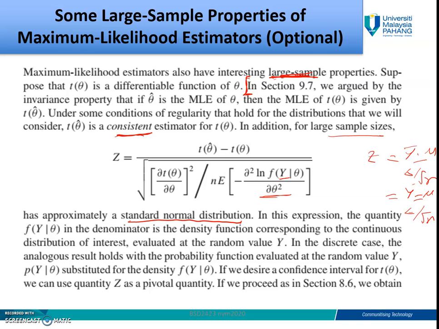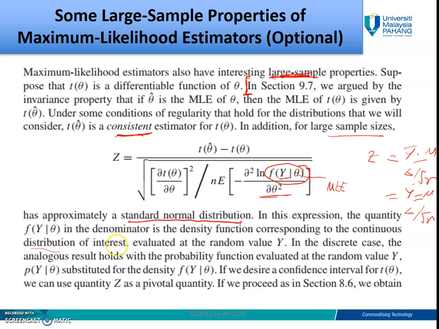population that you check. In this expression, you can see that the function f of y given theta is the density function corresponding to the continuous distribution of interest. Remember, we found this one as a what? MLE, isn't it? You find the likelihood function, and then you take the ln, and then you differentiate. By using the sample, we want to see whether this sample follows the same population or not. So that's why here you can see this considers the distribution of interest.